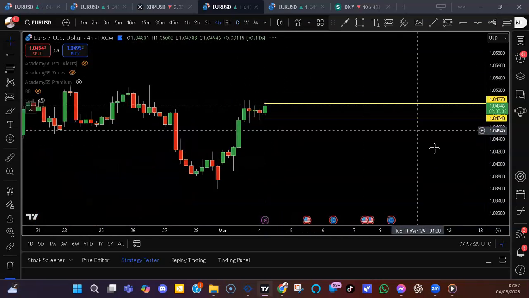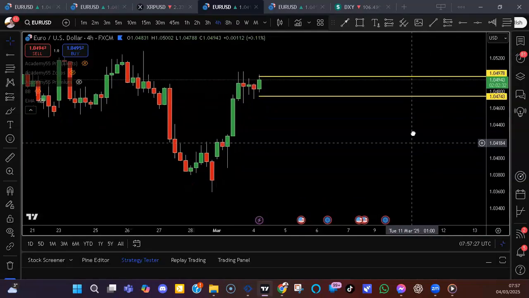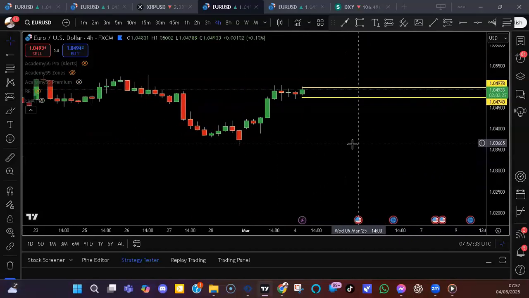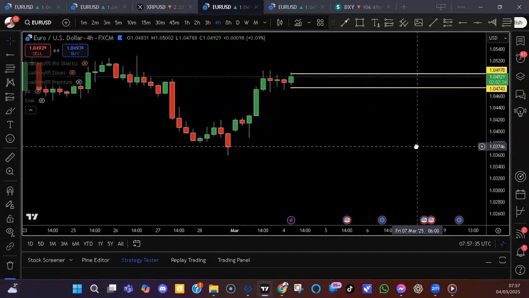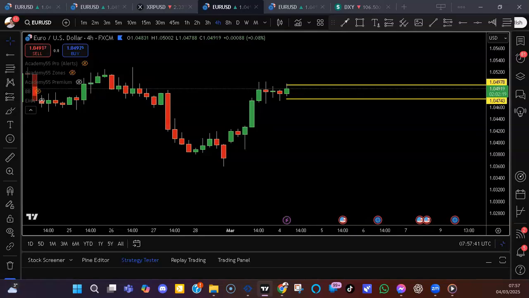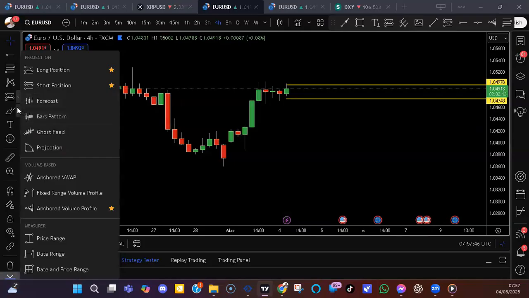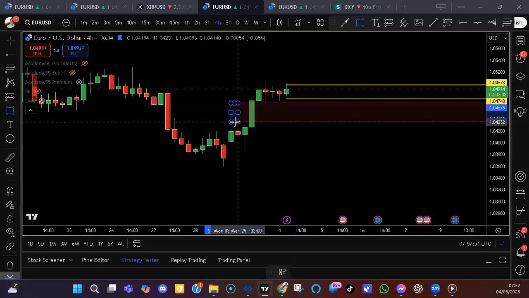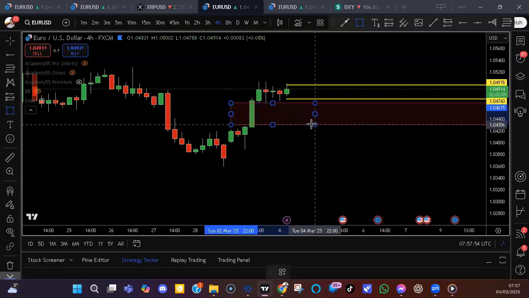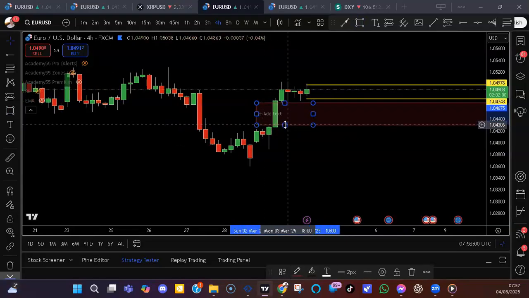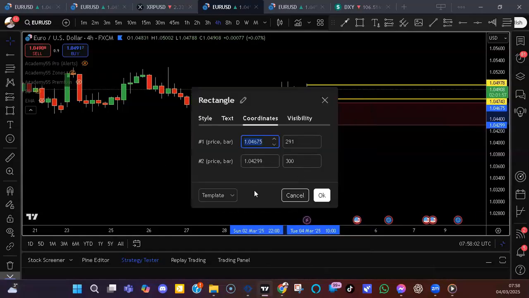Let's have a look on the 4 hourly. On the 4 hourly, we can see where we're at. We've got large imbalance down here. This is all daily, buying fair value gap settings.